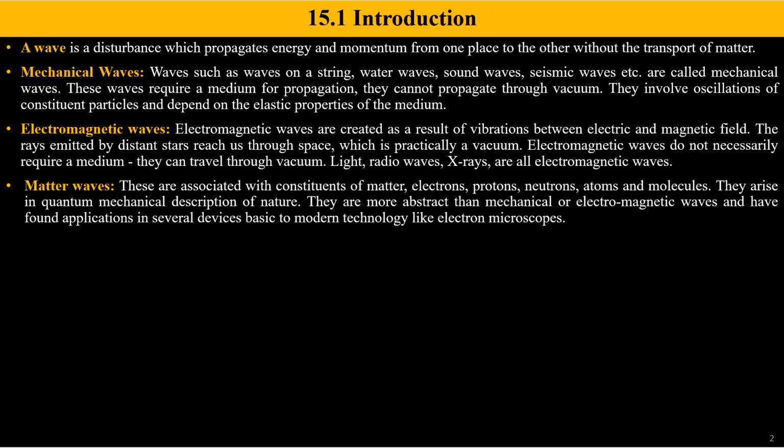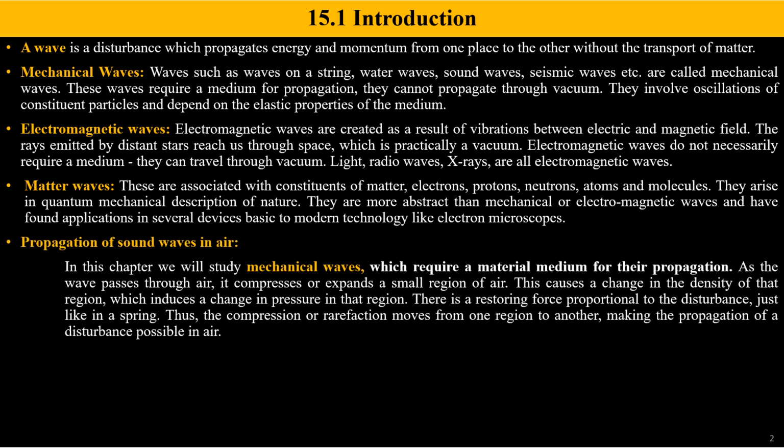The third type is matter waves. These are associated with the constituents of matter like electrons, protons, neutrons, atoms, and molecules. They arise in quantum mechanical descriptions of nature. They are more abstract than mechanical and electromagnetic waves and have found applications in several devices basic to modern technology like electron microscopes. We will study about matter waves in higher classes.